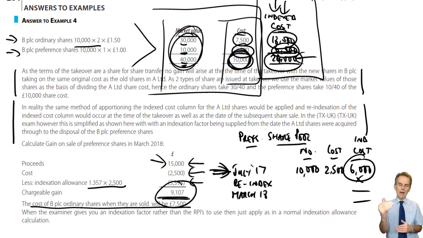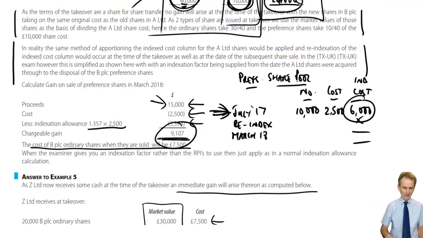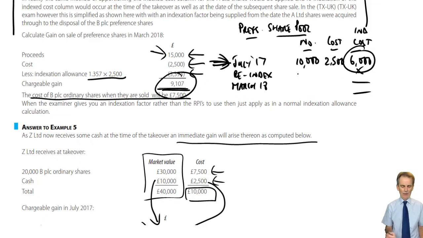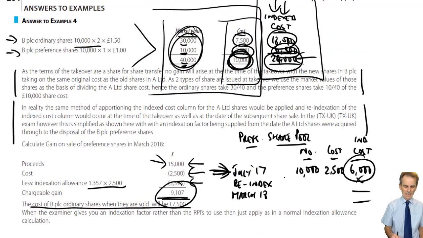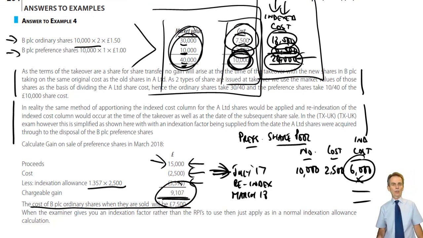Once done, you now have your base costs to deal with any subsequent disposal, whether it had been in this particular question of the preference shares as it was here, or whether it had been those ordinary shares. We would still have known a cost figure in relation to the ordinaries. Then move on to that eventual disposal. Okay, go back through, make sure you've understood all that is there. That brings this particular chapter to an end.